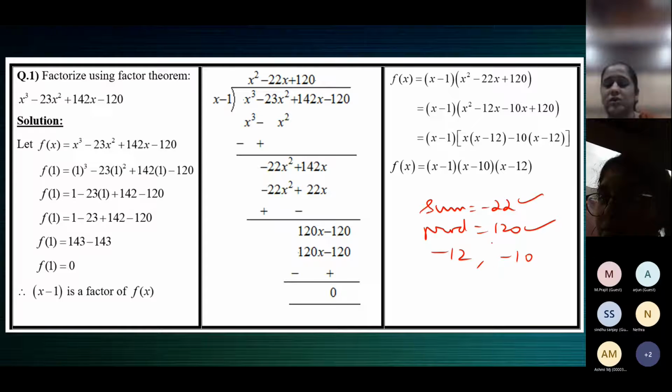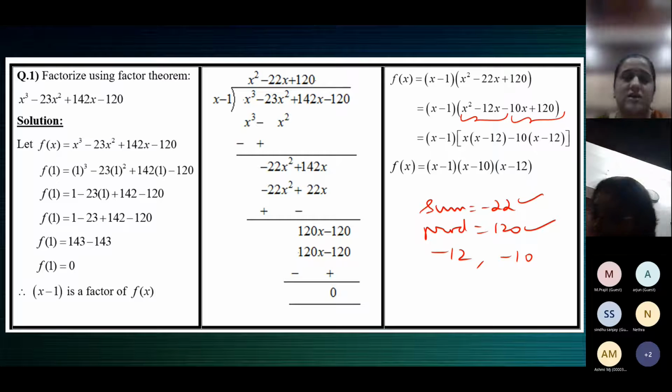The product is 120 plus 120 and the sum is minus 22. So you know that procedure. Split the middle term and group this, group this. The rest of it, you know. So x minus 1, x minus 10 and x minus 12 are the three factors. We factorized. See, we found the factors finally.